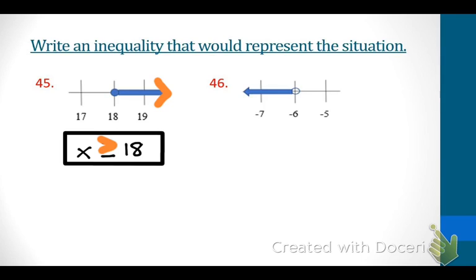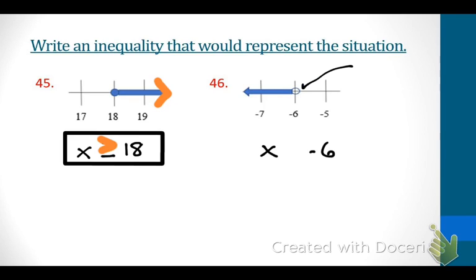Who wants to do 46 for me? All right, Taylor, go ahead. So you write down. I think I did this. Let's just start with the variable. It's going to be very much like the last one. Okay, good job. Then write your number. I have negative 6. Negative 6. Can it equal negative 6?